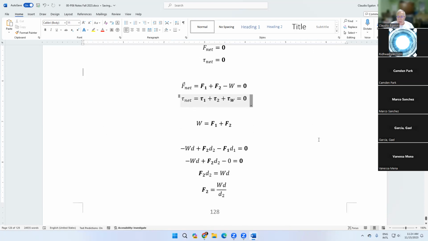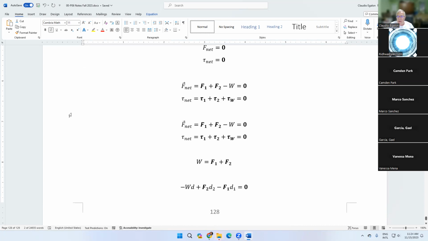Okay, and so I'm just redoing the derivation in a more organized fashion. I don't need the net force here anymore on the left side. And I don't need the net torque here either on the left side.